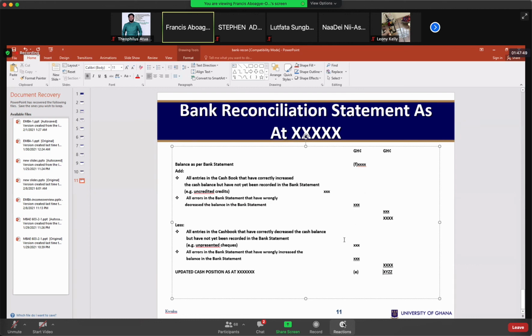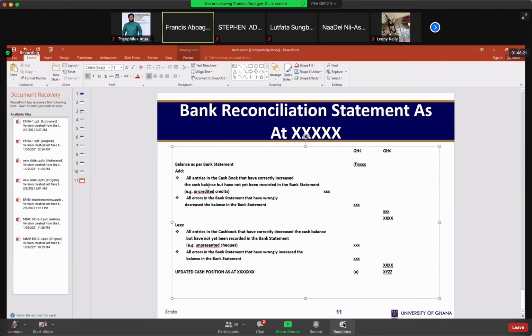Okay. We could also use the updated cash book balance as a basis of the reconciliation. So then we are going to start with the adjusted cash book, or the updated cash book. If we do it that way, then we are going to add unpresented checks and subtract uncredited checks. So depending on which of the balances that we start with, one will be added and one will be subtracted.